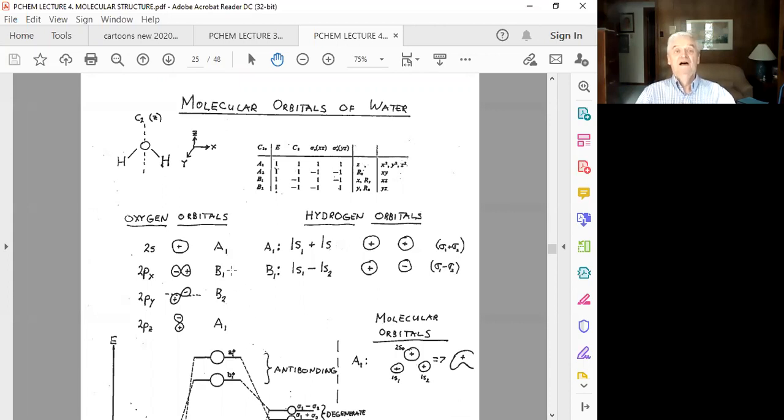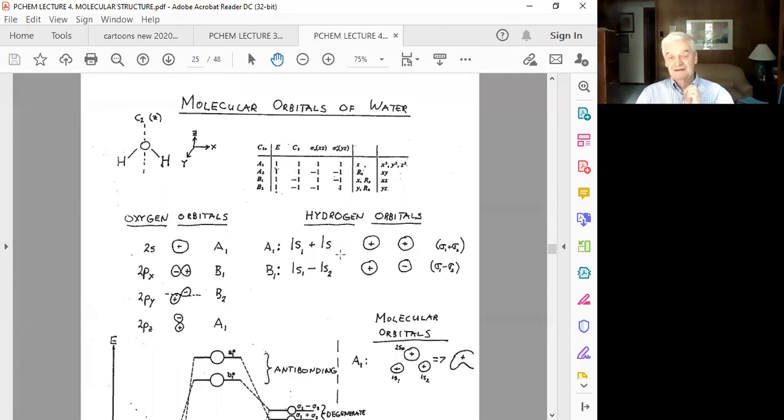So again, ignore this so-called character table and so on, but let's just look at the orbitals that we have in water. So here are the oxygen orbitals we can use. We're not going to use the 1s orbitals, they're inner shell. The 2s orbital looks like this. 2px we'll put in the x direction. 2py will have coming out of the screen. And then 2pz is an orbital that looks like this.